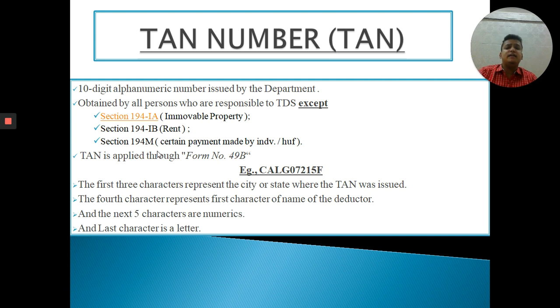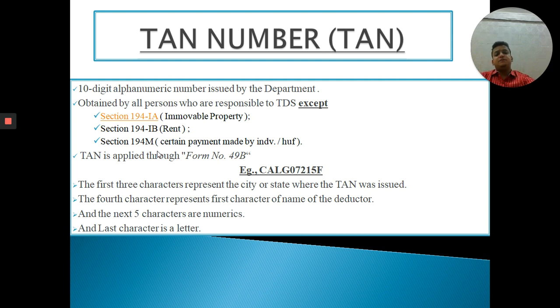It has to be obtained by every person who is responsible to cut TDS as per the various sections in Chapter 17B of the Income Tax Act, except, well, there are 3 exceptions to it. They are Section 194IA, immovable property, 194IB, that is under rent, and 194M, certain payments made by individual HUF. TAN number application has to be made under Form 49B.